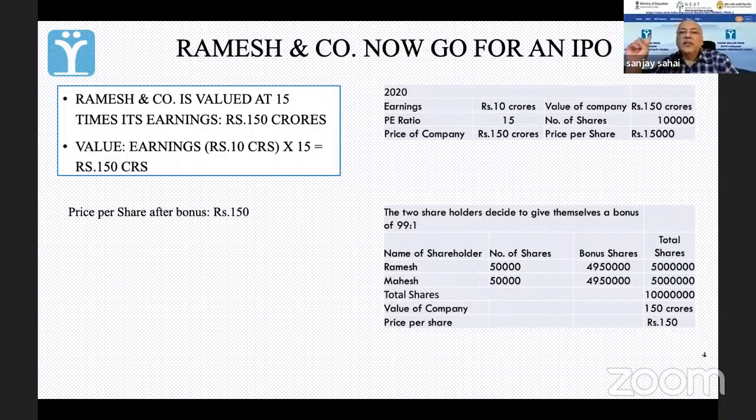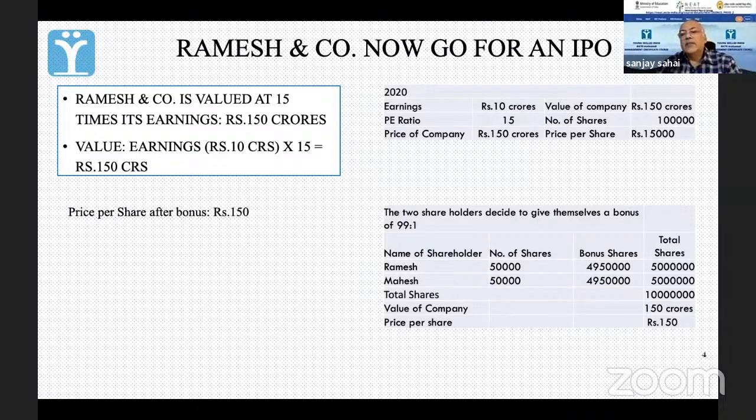So the price per share before the bonus was 15,000. Now, what we did was, we gave ourselves a bonus. We decided to give ourselves a bonus. Now, when we gave ourselves a bonus, what we did was, we divided our shares, we took our shares, and we found out the value of each share in terms of the valuation made of our company. Now, the valuation of our company was 150 crores.